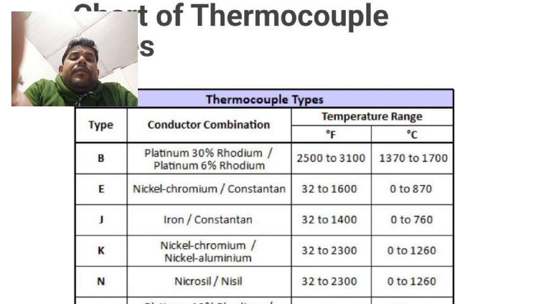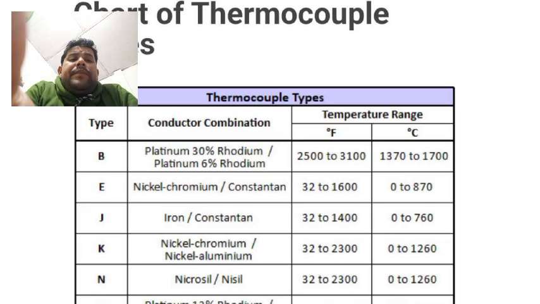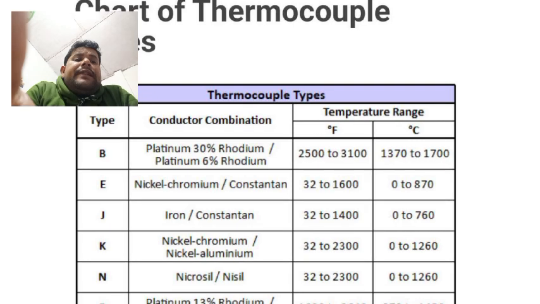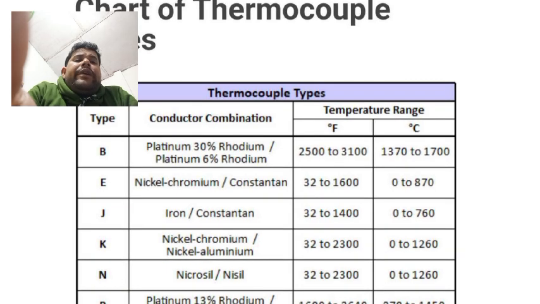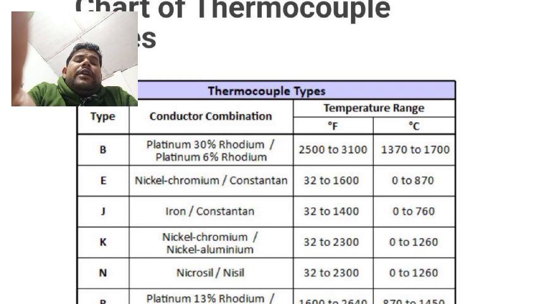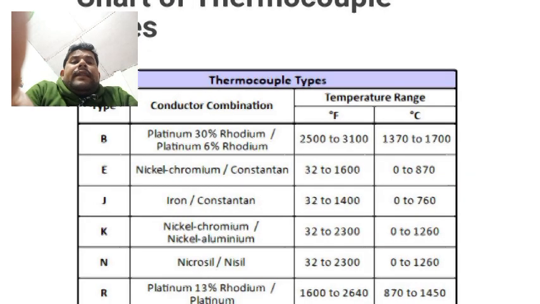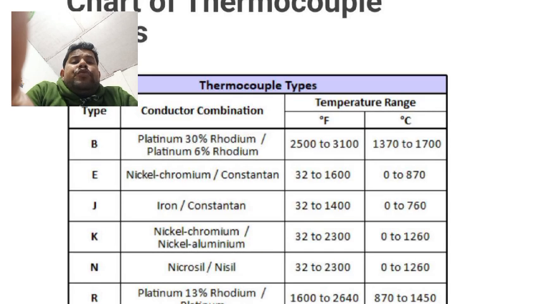The B type thermocouple generally uses platinum 30% rhodium and platinum 6% rhodium. That's called B type. The range is approximately 1400 to 1700 degrees Celsius. Third is the E thermocouple. The material used is nickel chromium and constantan. The temperature range is 0 to 870 degrees Celsius. This is the E type thermocouple.